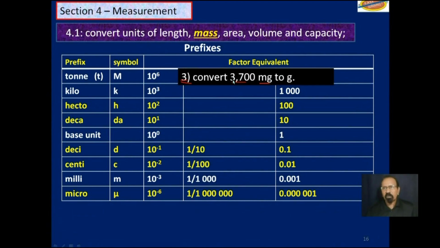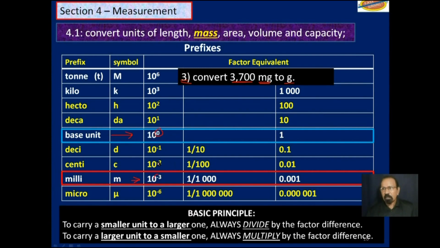Example 3, convert 3,700 milligrams to grams. So we are at milligrams here, and we are going to grams here. Of course, by now you know milli means 1,000. So it will take 1,000 milligrams to make a gram. So we will need to divide by 1,000. If you didn't know that, let's follow the procedure we were dealing with. 10 to the 0 going to 10 to the negative 3. Our factor difference will be 10 to the third, which is 1,000.